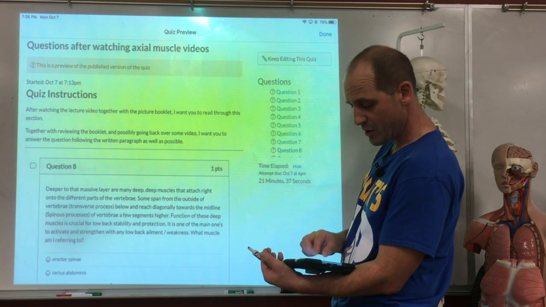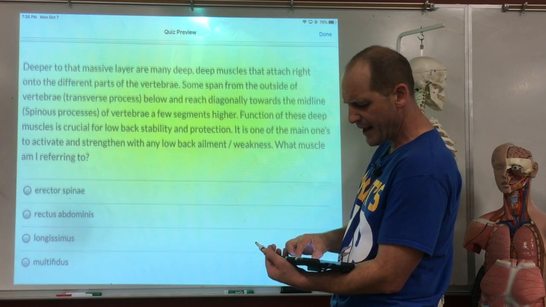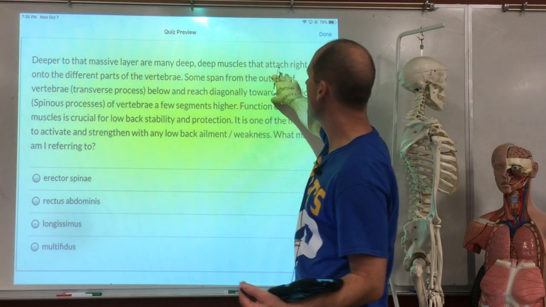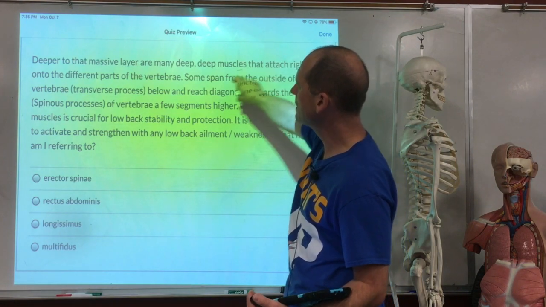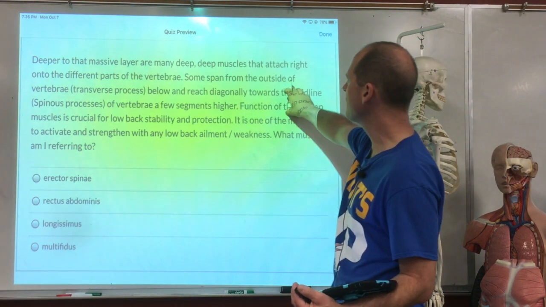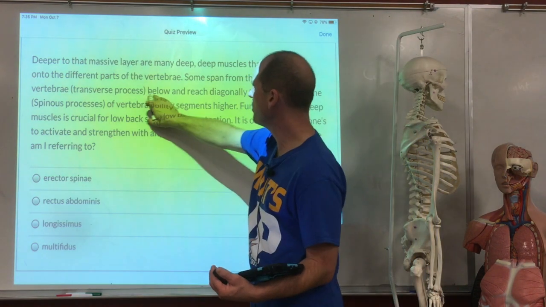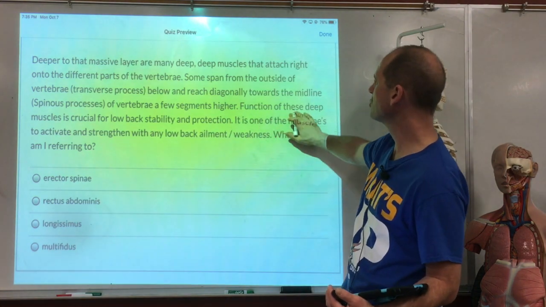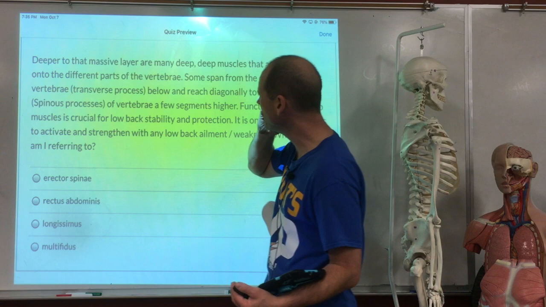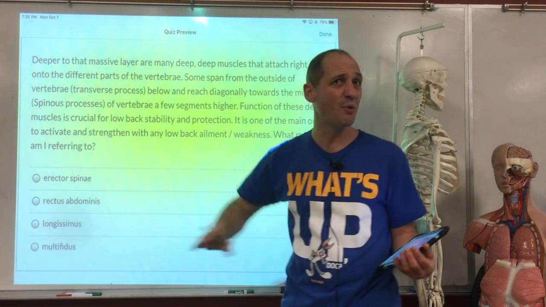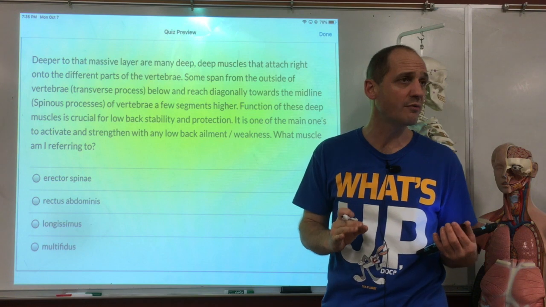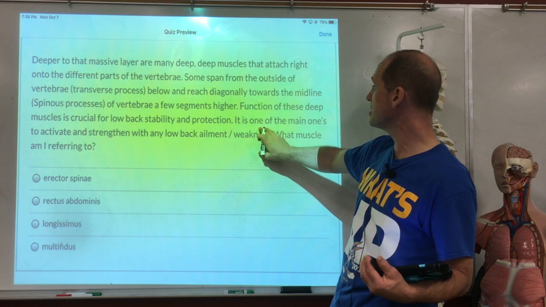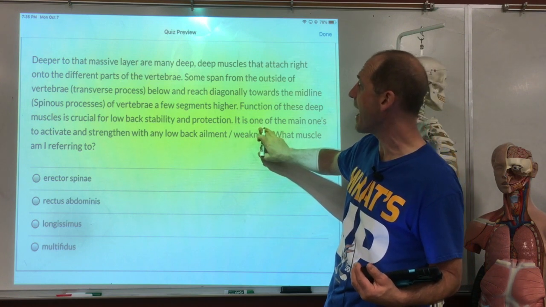All right, let's see. We got a few more. Deeper than that, okay, that's what we talked about. Deeper than that is a massive layer that are attached to different parts of the vertebra. Some span from the outside of the vertebra, the transverse process, below and reach diagonally towards the midline, the spinous process of a vertebra higher. The function of these deep muscles is crucial for low back stability. Again, these are postural, deeper muscles with smaller motions, more postural stuff than bigger global motions. That's more stability and protection. And this one is the main one to activate and strengthen for any low back ailment.